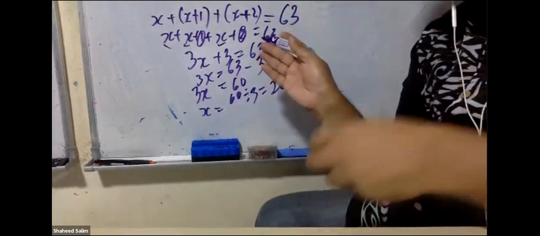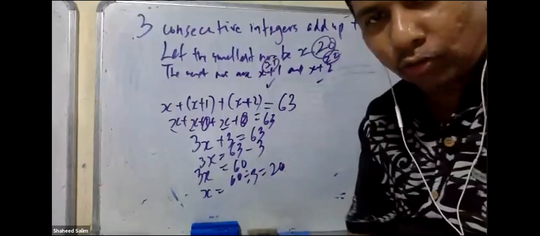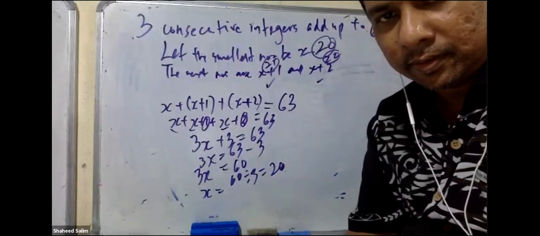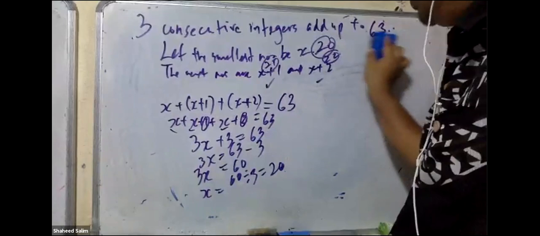You know how I get it? You're clear or blur? Blur. Which part is blur? I'm talking too fast, is it? Like, how do you know it's x plus 1? Okay. So now, let us look at the relationship.